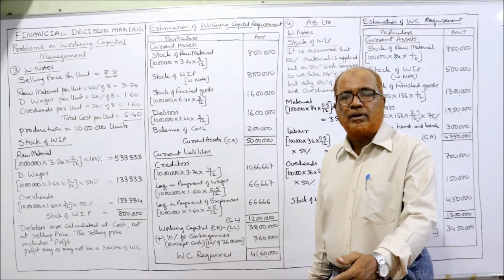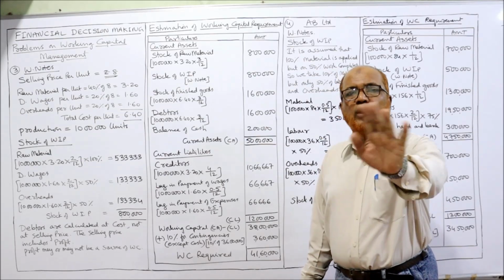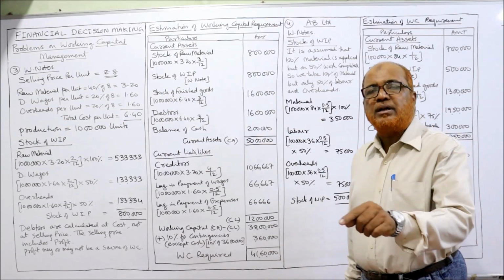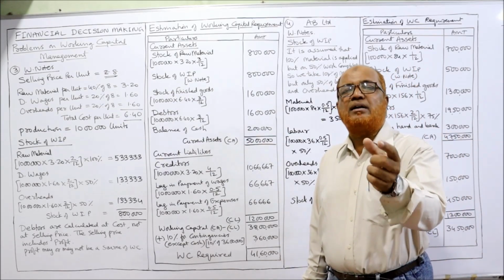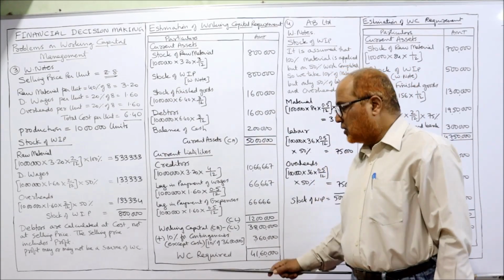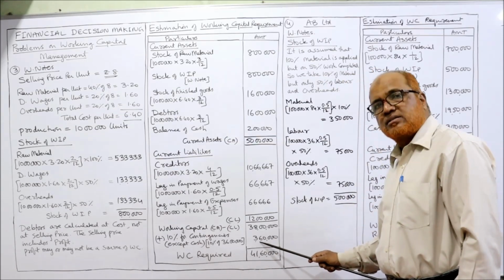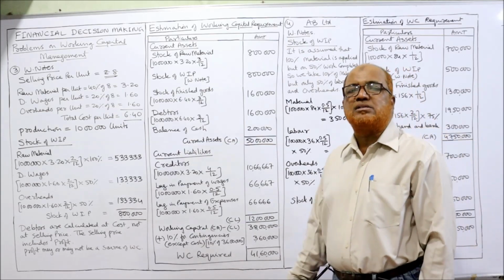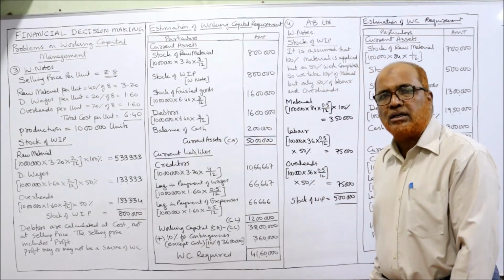We have to keep it. If it is not given in the problem, no need. Our answer will finish at working capital requirement itself. But in this problem specifically it is given, make 10% for contingencies. So 10% of 36 lakh, 3 lakhs. So after adding up, we are getting 41,60,000. This is the working capital required.